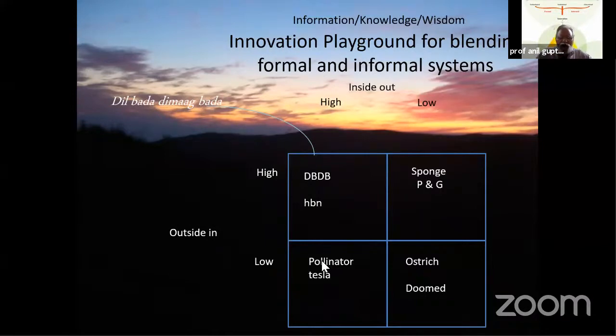Inside out, which means I share my work with others. So if you remember, one of the ratios I asked you to monitor was the download to upload ratio. If my download to upload ratio is very high, that means I upload much less and download much more. That means inside out is low. I'm not sharing my work, my ideas, my innovations with the outside.